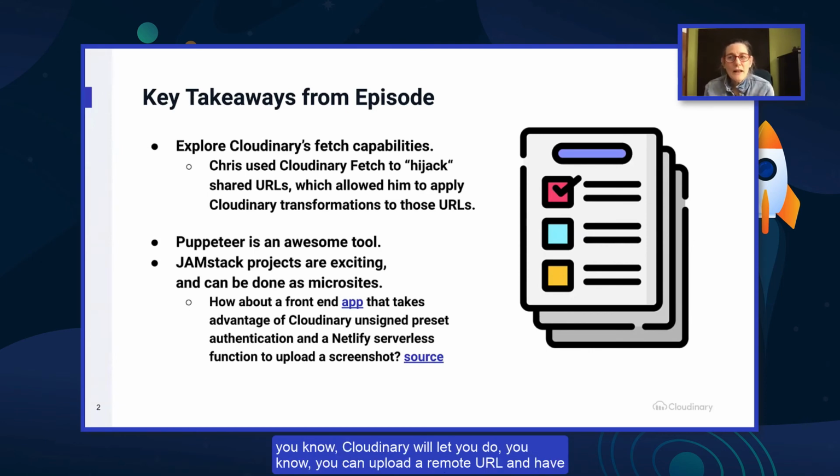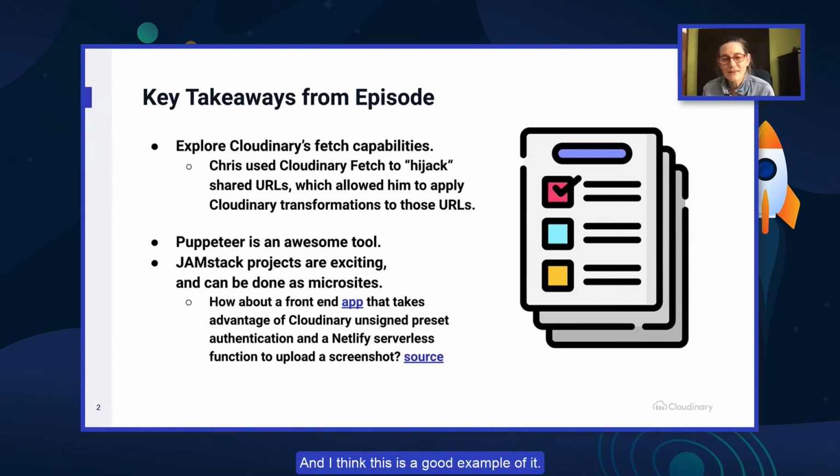And Cloudinary will let you upload a remote URL and have that image sitting there in your cloud. You can use auto upload fetch, where you're doing some mappings and preparing ahead of time. But Chris has used one of our features, fetch, to just grab that URL on the fly and do his optimization. So I really like that, from a training point of view, that is something that we really want to communicate. And I think this is a good example of it.